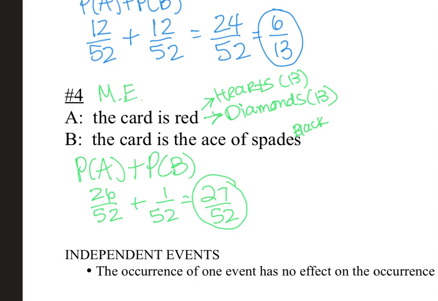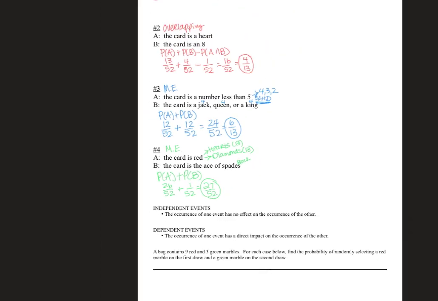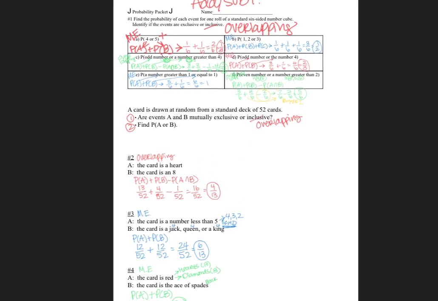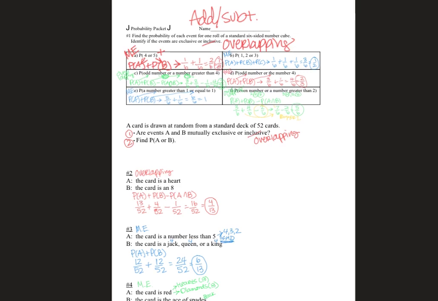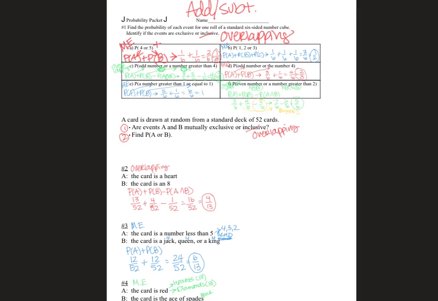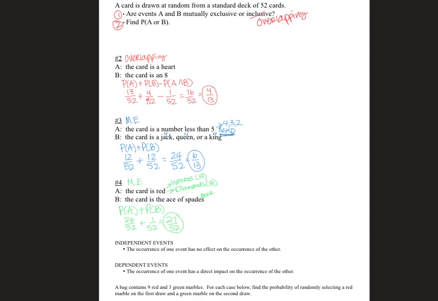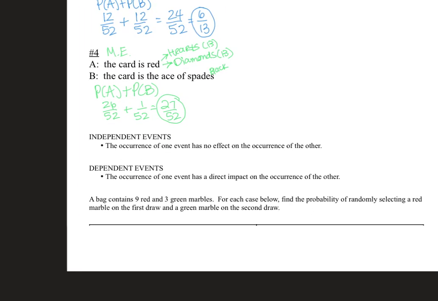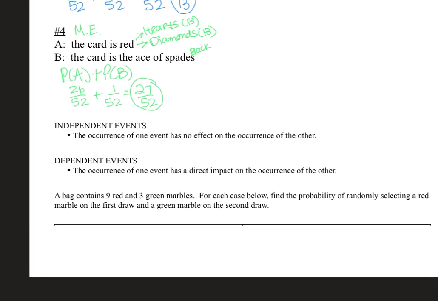Okay, so that is mutually exclusive and overlapping. So that was the front page. So you're either adding or you're adding and subtracting depending on if it's mutually exclusive or overlapping. Okay, now we're going to talk about independent and dependent. Okay, so independent and dependent, when you're picking, either one affects the other or one doesn't. Now, when you have independent or dependent, either one, you are going to multiply. So overlapping and mutually exclusive, we're adding. Independent, dependent are all multiplying.